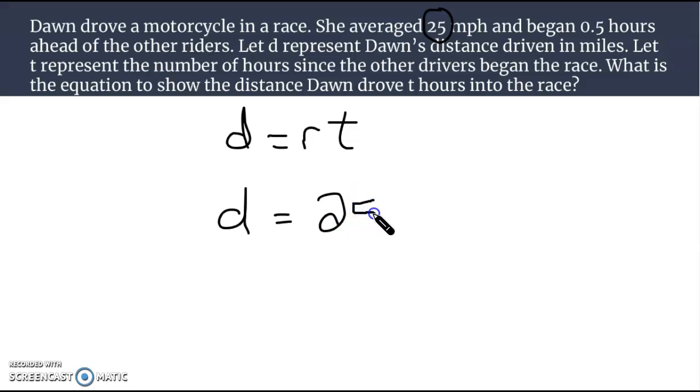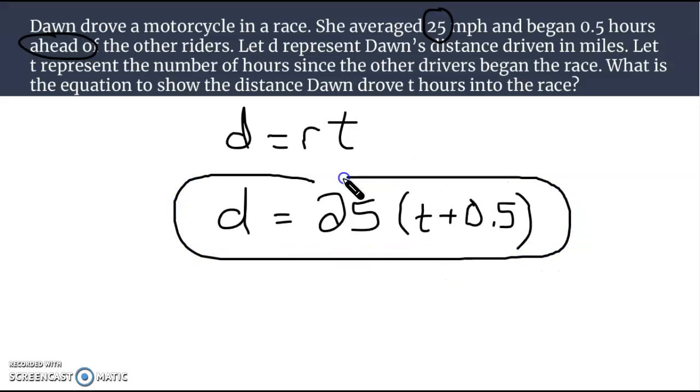That's going to go right here. But she began driving a half hour, 0.5 hours, ahead of the other drivers. So D is the distance in miles, T is the number of hours. So instead of just doing T, we have to do T plus 0.5. Because remember what it says, she began 0.5 hours ahead of the other drivers. When you see that word ahead, we have to add that many more hours to the time compared to the other riders. So it comes from distance equals rate times time, but it's a little more complicated given the situation. D equals 25 times T plus 0.5.